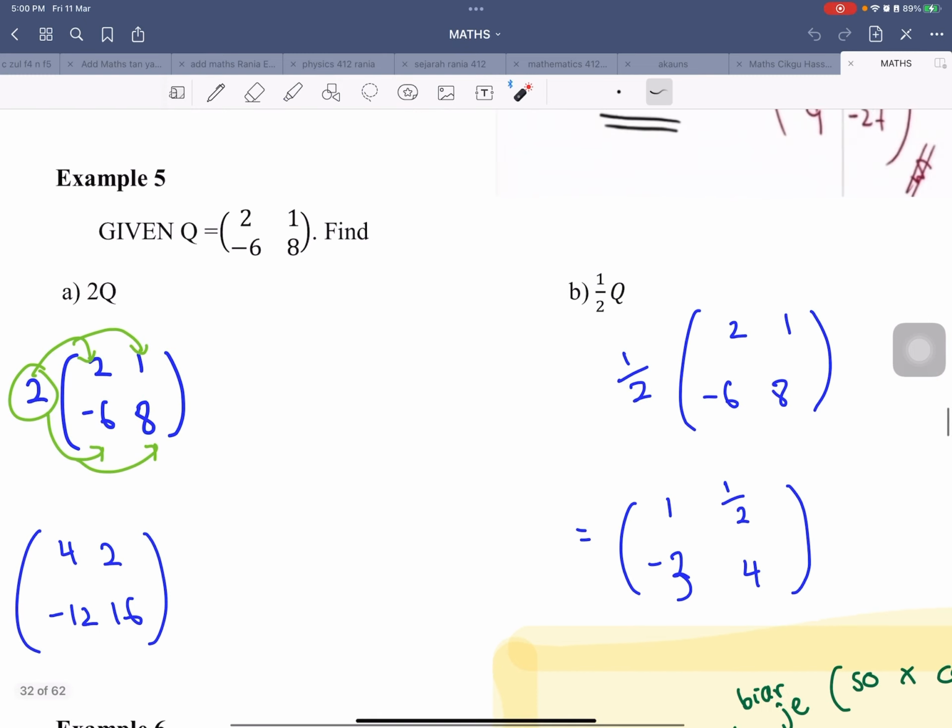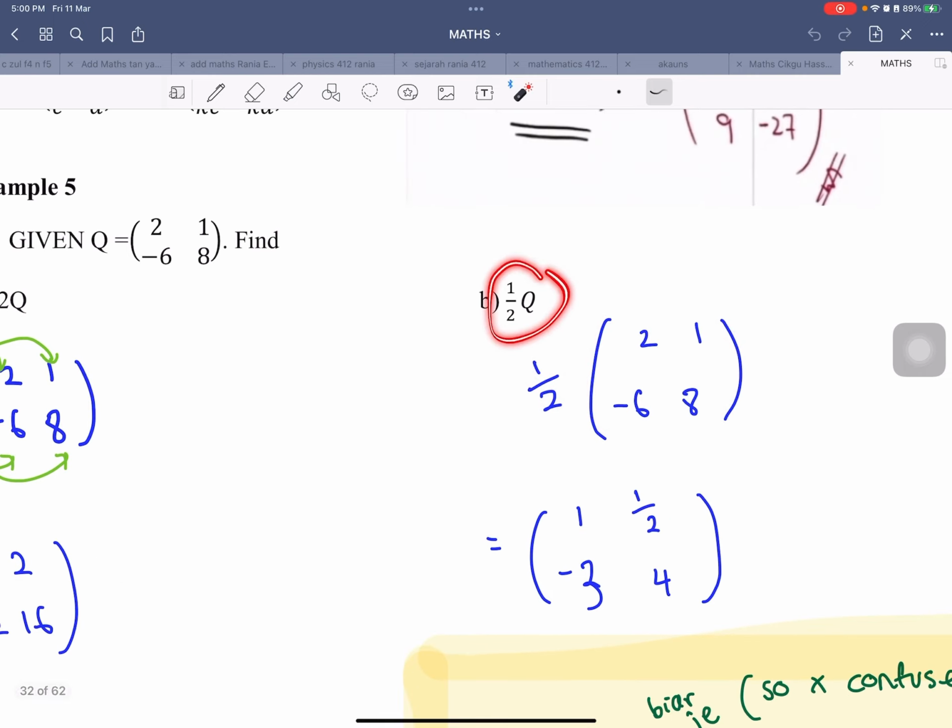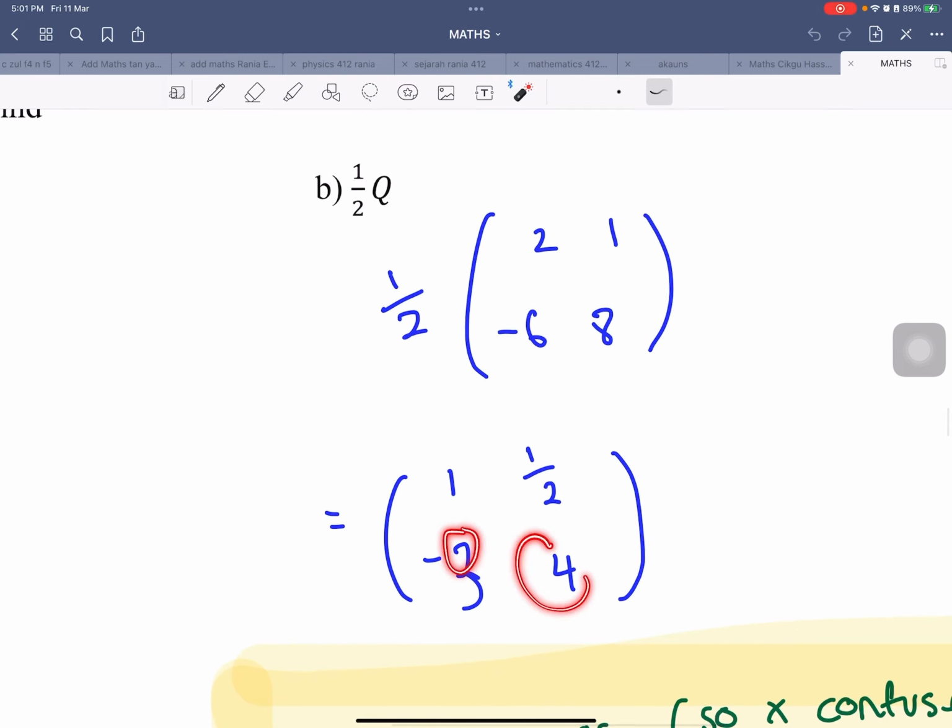So easy, right? So next, 1 over 2 times Q. You're going to write the value of Q here. See, so 2 times 1 over 2 equals to 1. 1 times 1 over 2 equals to 1 over 2. You guys can write this in decimal, 0.5, but make sure if there are other answers in decimal, write it in decimal. If possible, standardize it, even though they carry the same value. So if it's 8 times 1 over 2, you'll get 4.